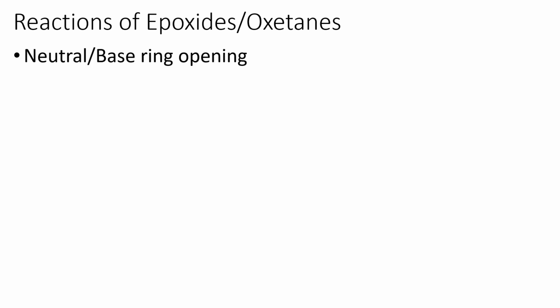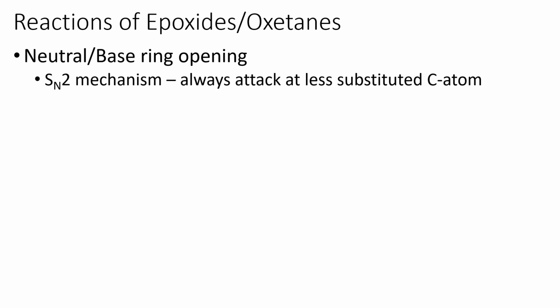The first reaction that I want to look at is a ring opening under either neutral or base-like conditions. Under these conditions, we're going to see an SN2 type mechanism. So we're always going to see the nucleophile come in and attack the less substituted carbon atom. So we're going to have the nucleophile come in at the same time that the ring is opening, our SN2-like mechanism. So we're always going to see the attack on the less substituted side.